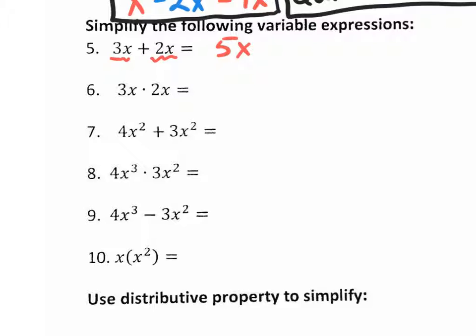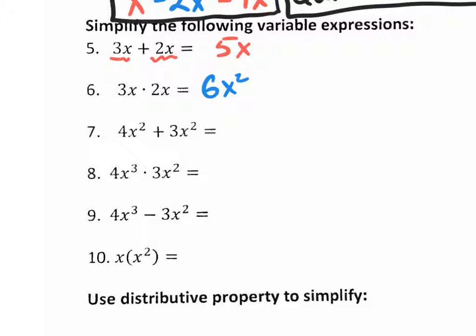5x. Exponents do not change because you're not multiplying. However, on number 6, this dot means that you're multiplying. Or it could be in parentheses also, but you're multiplying right here. So what's the answer to this going to be? 6x squared. Again, we are multiplying, and exponents come from multiplication, right?